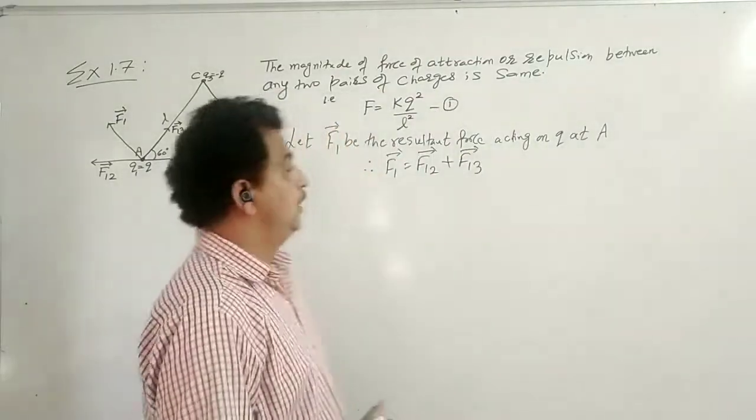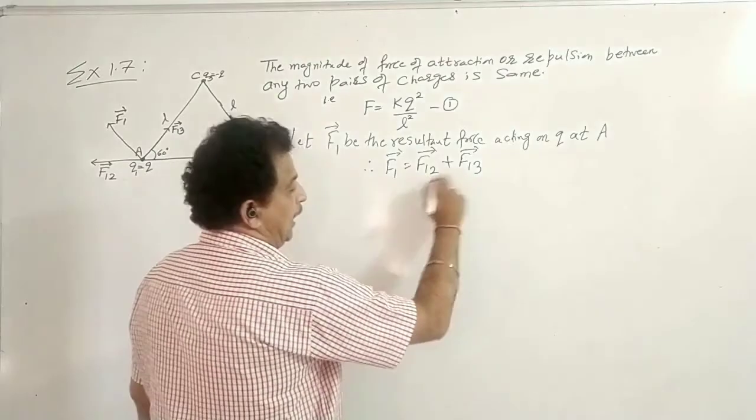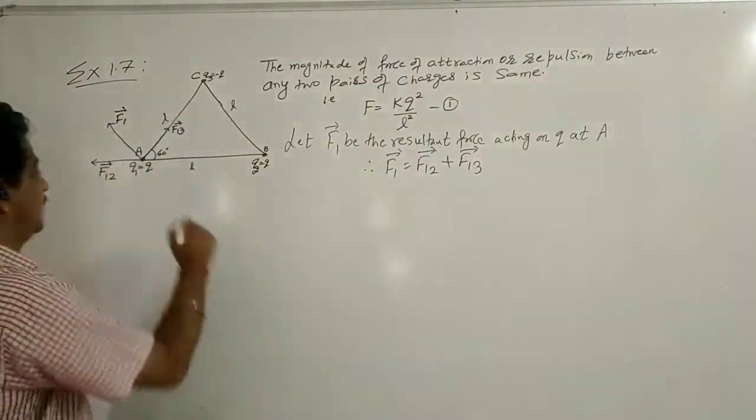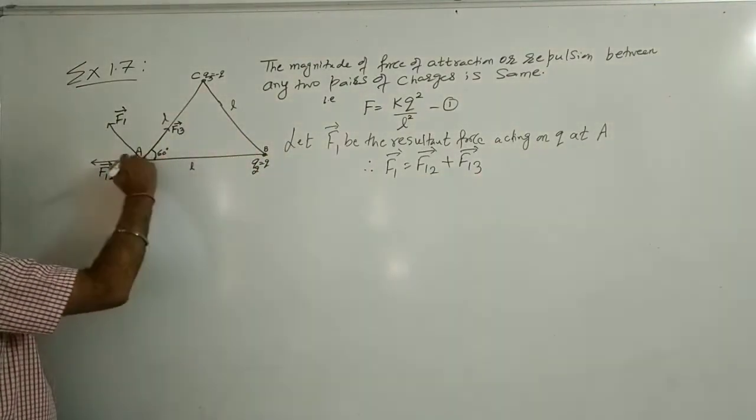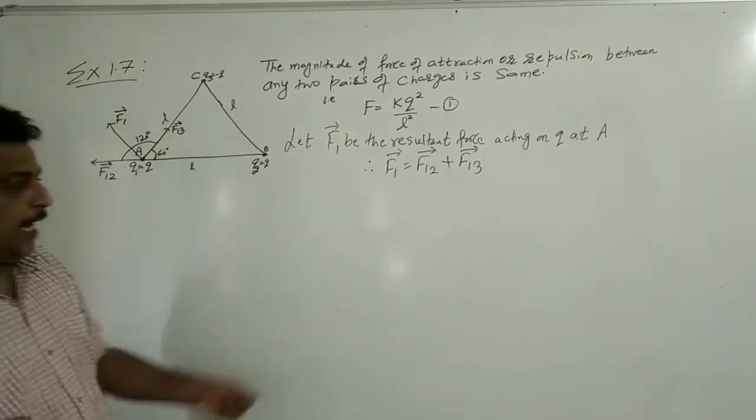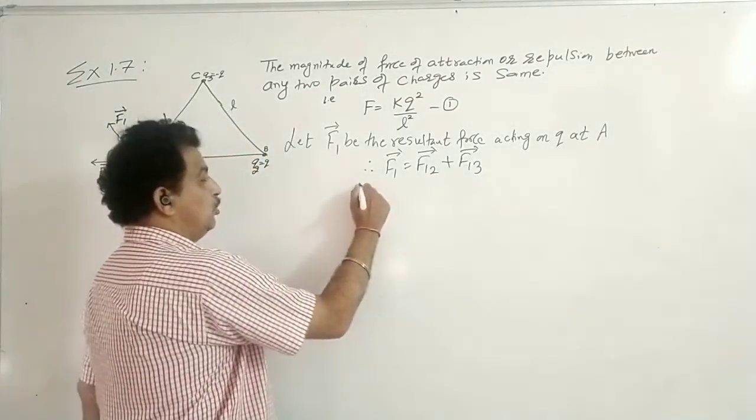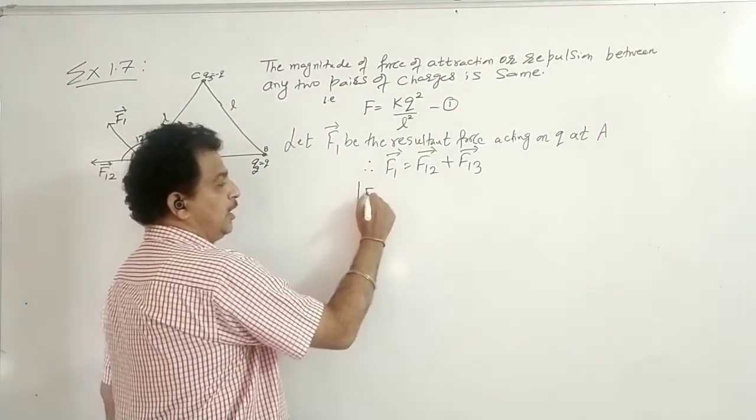So we have to apply the law of parallelogram. Now I have to see the angle between F12 and F13. This angle is 60, so clearly this angle should be 120 degrees. So the angle between F12 and F13 is 120. So I will find out the resultant magnitude.